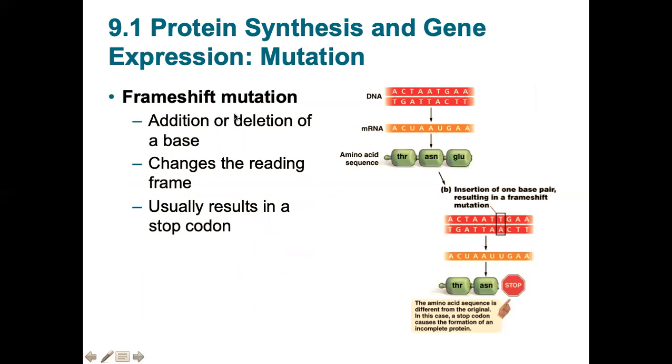Frameshift mutations are a different thing altogether. They're not a substitution mutation. They're an addition or a deletion. And so if you've got a DNA sequence, which makes an RNA sequence, and you stick a random nucleotide in there, it's like shoving a letter in the middle of your sentence, and all the rest of the letters in all the words either shove down the line, or if you delete one, they move up in the line.